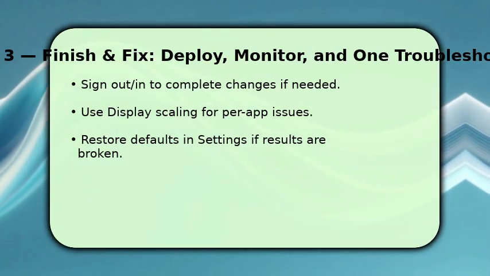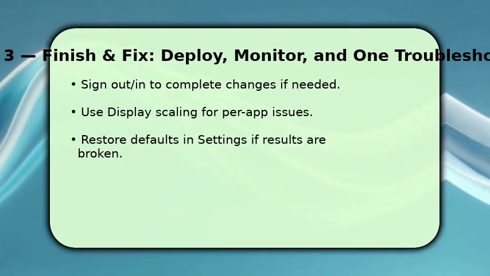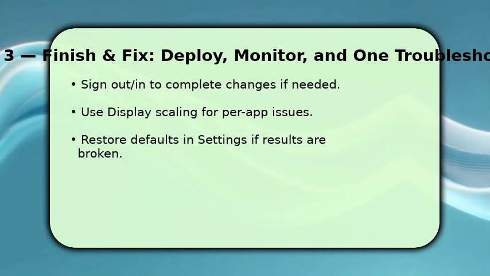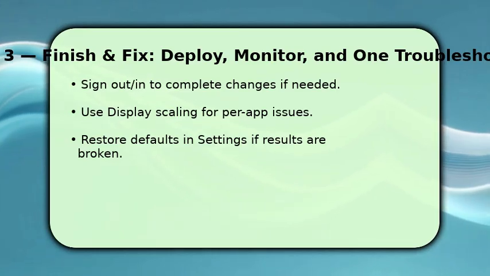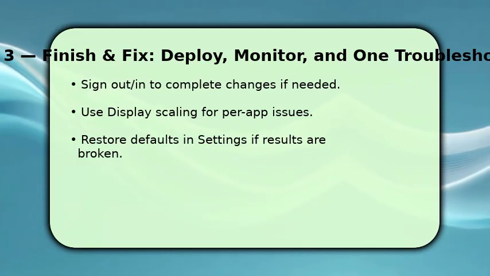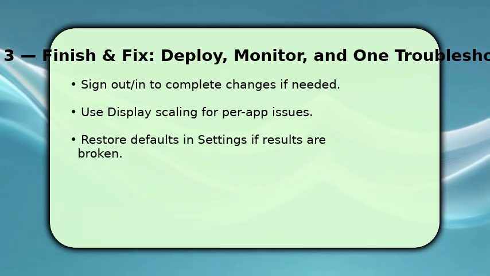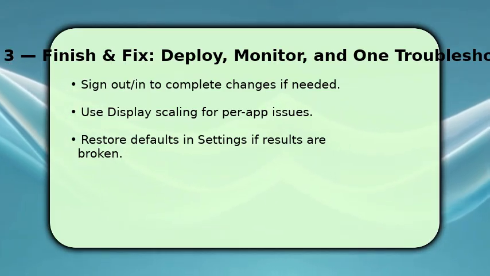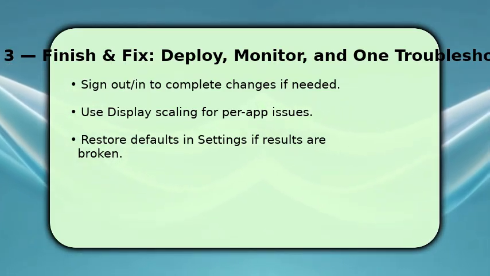If some applications look blurry, go to Display > Scale and use custom scaling or per app compatibility settings to fix them. If something goes wrong, return to text size and click Reset or set the slider to 100%. This restores defaults. And if text remains poor, update your graphics driver. New drivers often resolve rendering issues and improve clarity.